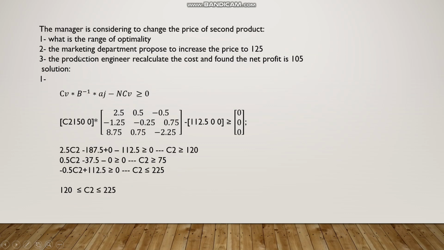So we have three cases. So what is the range of optimality for C2? Then the marketing department proposed to increase the price to 125. So let's see what will happen. The production engineer recalculated the cost and found it to be 105. So what will happen? So for the range of optimality, you're going to use this equation. So the only unknown was C2. So it will be performed over three equations. So then you will find two limiting equations. Then you will see C2 will be bounded between these. You can use the number line or any other method to see the range of optimality for C2.